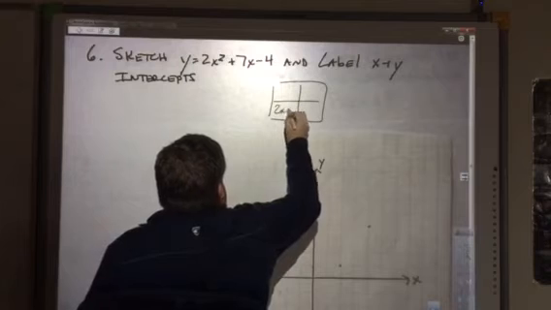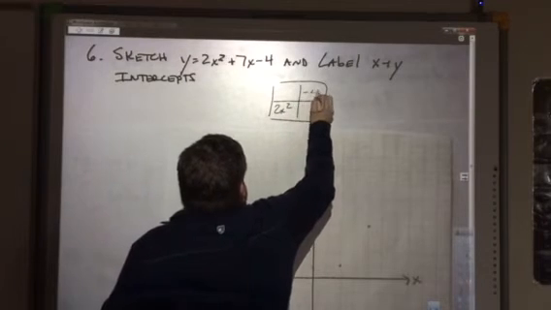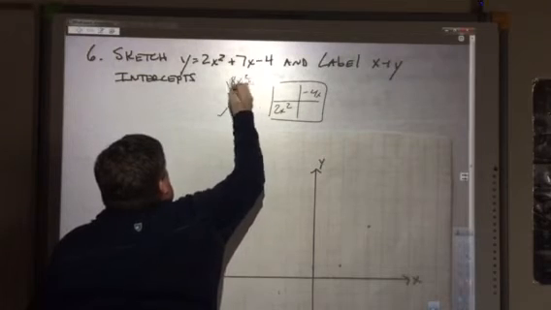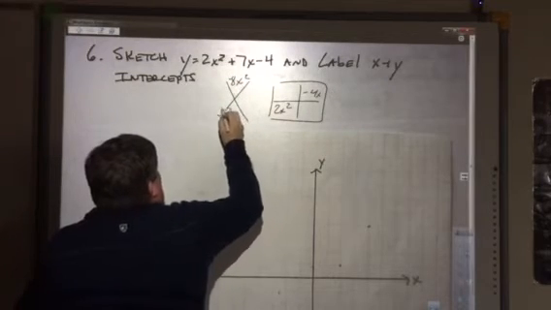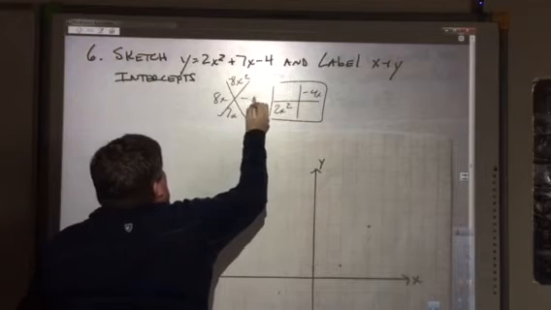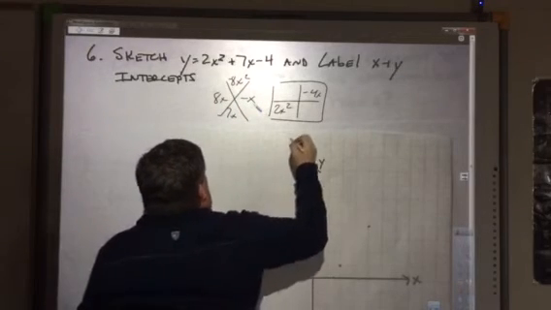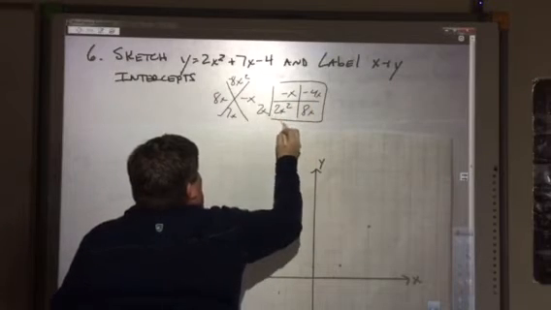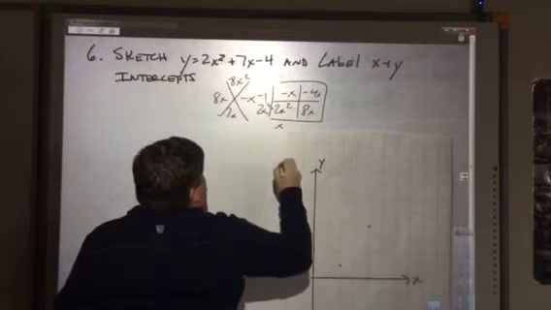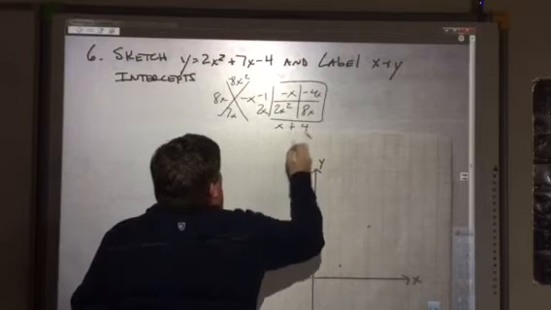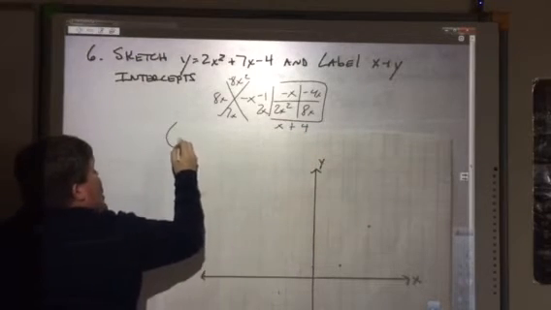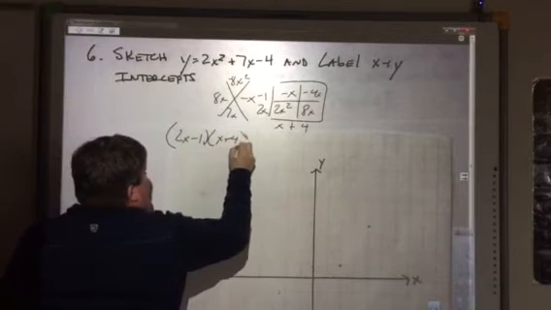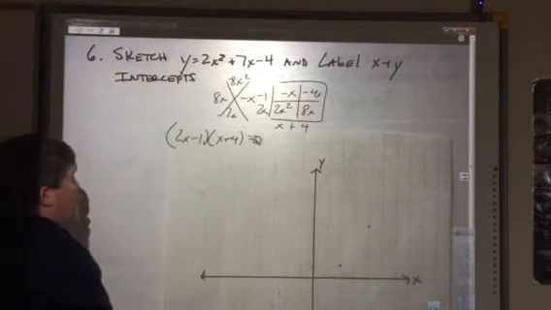So 2x squared, negative 4x, diamond problem. 8x squared, negative x squared, add to 7x. So that's 8x and negative x. So I'm just going to go 8x here, negative x here. So 2x and x minus 1 plus 4. So we get 2x minus 1 times x plus 4 equals 0.